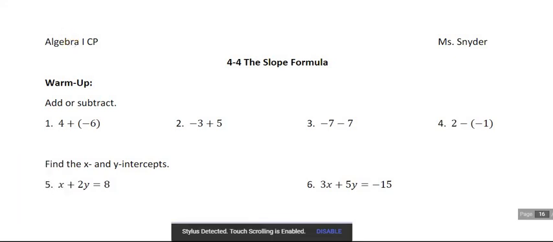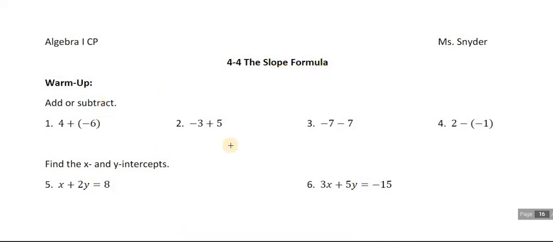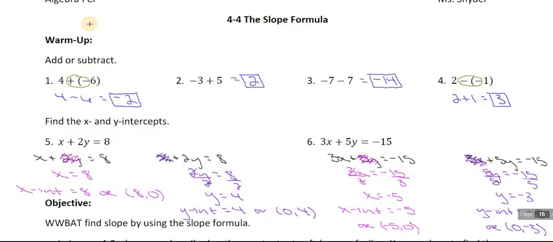Here we are in section 4.4, which deals with the slope formula. So we have 6 warm-up problems, numbers 1 through 4. We're just adding or subtracting our integers. And 5 and 6, we are working on finding our x and y intercepts. All right, so let's check our answers here.